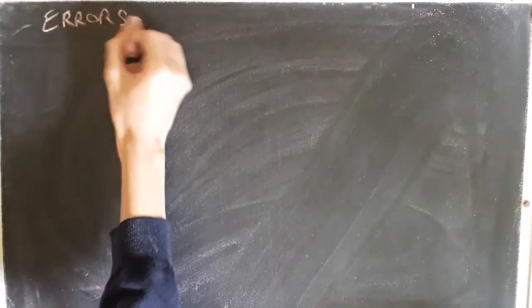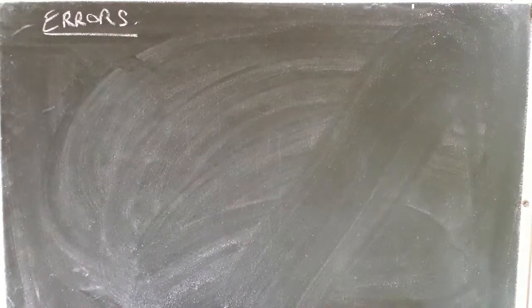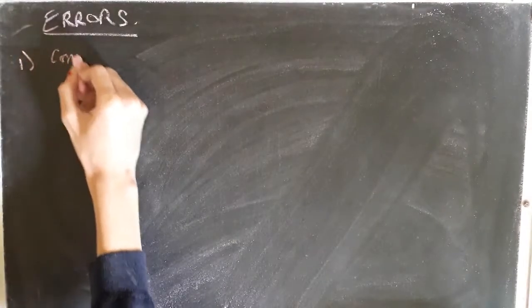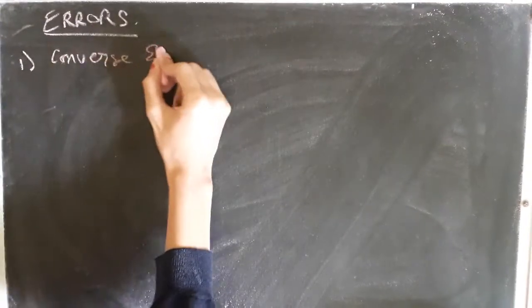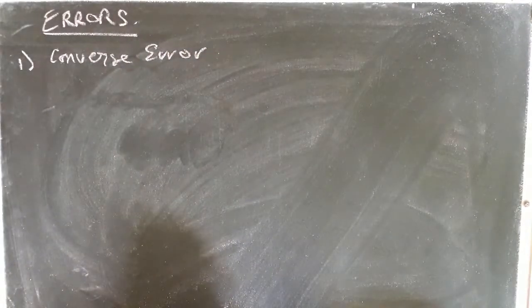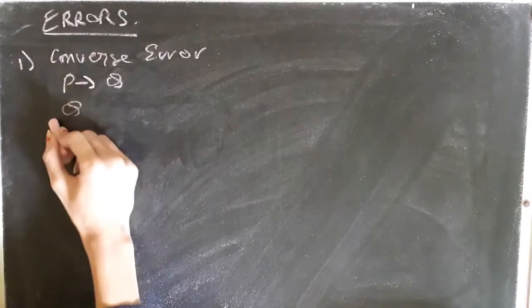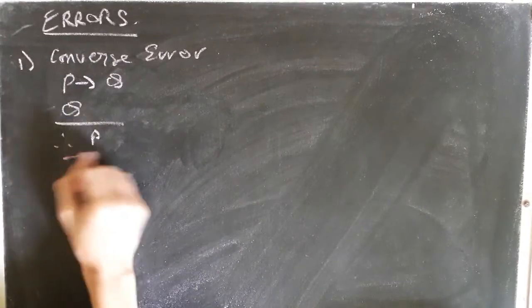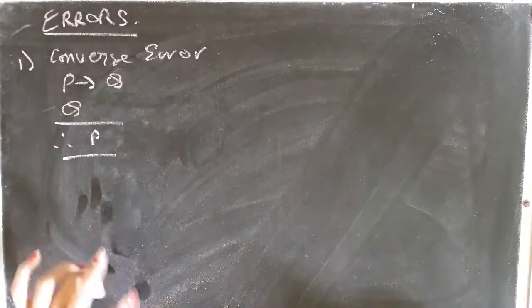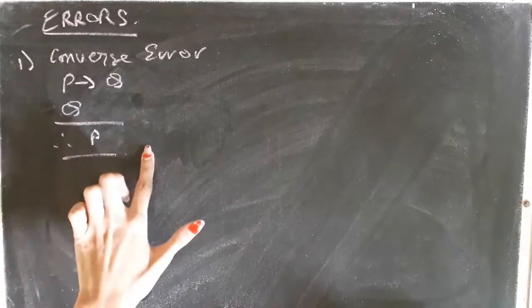Errors that commonly occur, which must be avoided. So the first error is called the Converse Error. What does the Converse Error state? The Converse Error states that P implies Q, Q, therefore P. Now this is an invalid argument. What is valid is that P implies Q, P therefore Q.